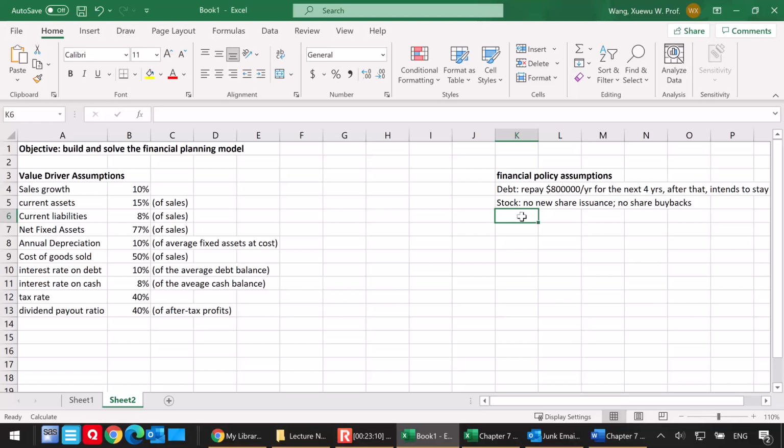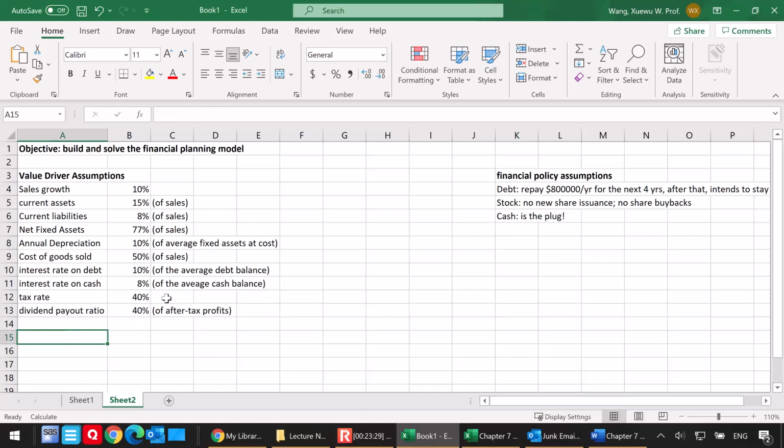And here I also want to emphasize one more thing. Cash is the plot. So what is the plot? Oh, we'll discuss that in a second. For now, let's just hang on to this financial policy assumption for a second.